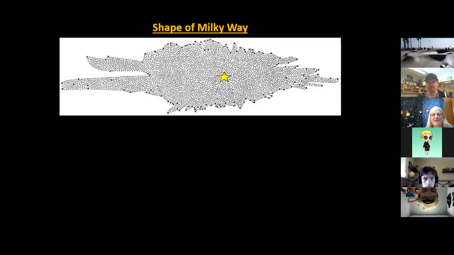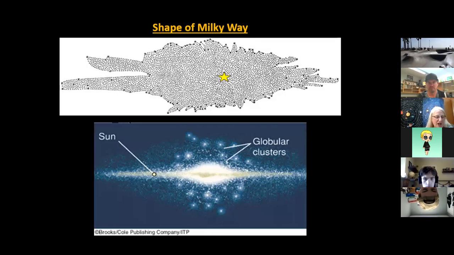And then in 1917, Harlow Shapley used globular clusters. So globular clusters are these spheroidal concentrations of stars that are all gravitationally bound. They can be hundreds to millions of stars in one glob.